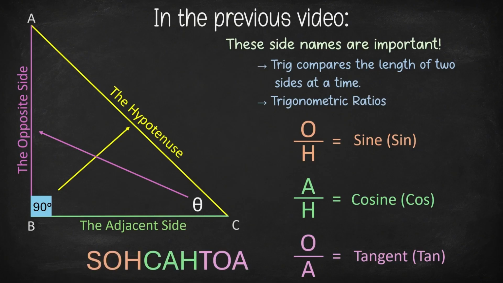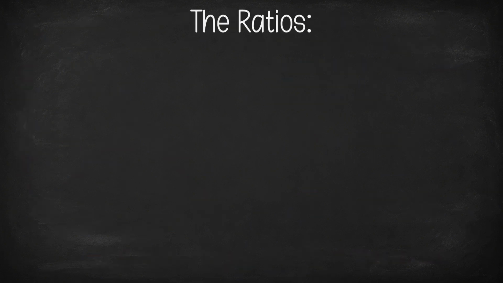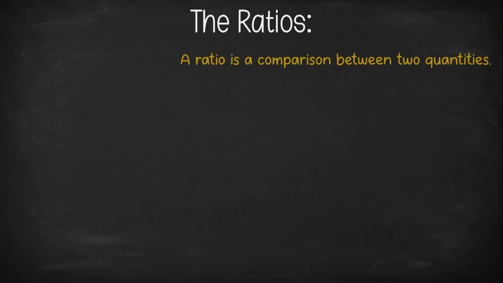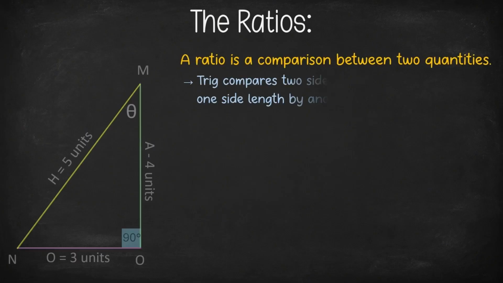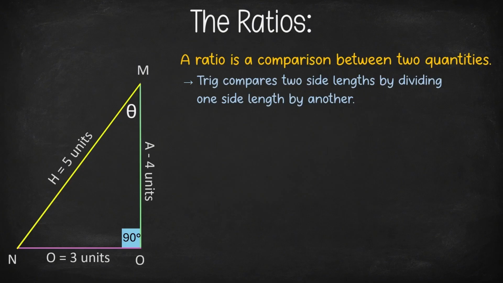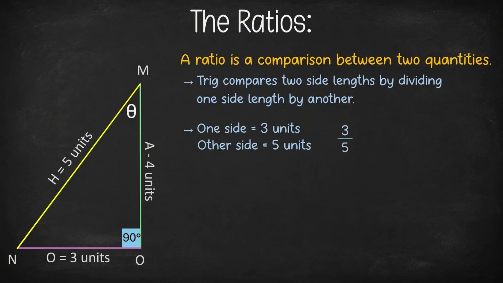I just spoke about trigonometric ratios. Now the question is, what is a ratio? Well, a ratio is a comparison between two quantities. In trigonometry, we compare two side lengths by dividing one side length by another. Suppose one side has a length of 3 units and another side has a length of 5 units. The ratio of the first side to the second side is 3/5. Now that fraction line means divided by. Therefore, 3/5 means 3 divided by 5, and that is equal to 0,6.